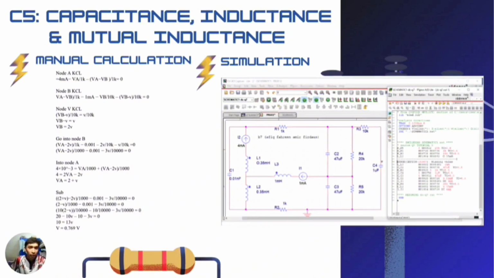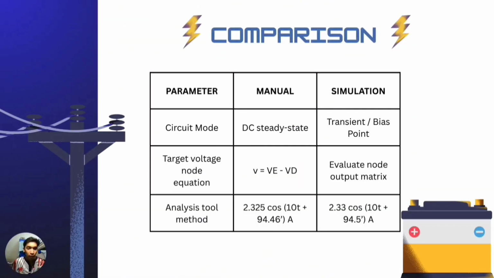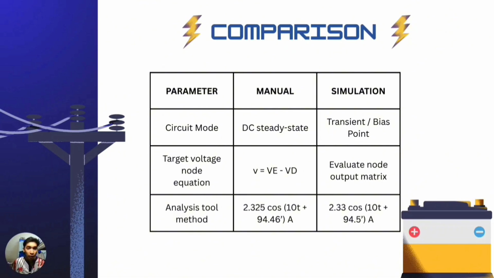Now I will continue to chapter 5, which is capacitance, inductance, and mutual inductance. Here is the manual calculation and the simulation. Here is the comparison between manual calculation and simulation. First of all, the circuit mode. The manual is DC steady state and the simulation is transient using bias point.